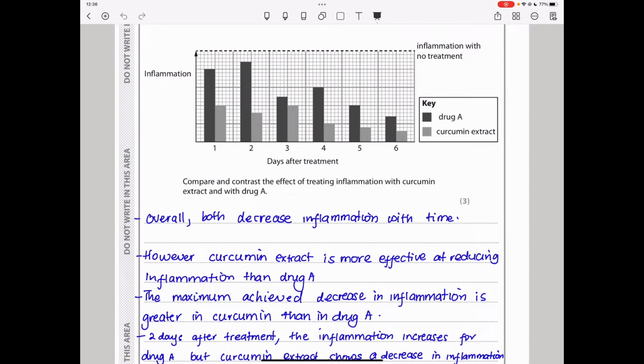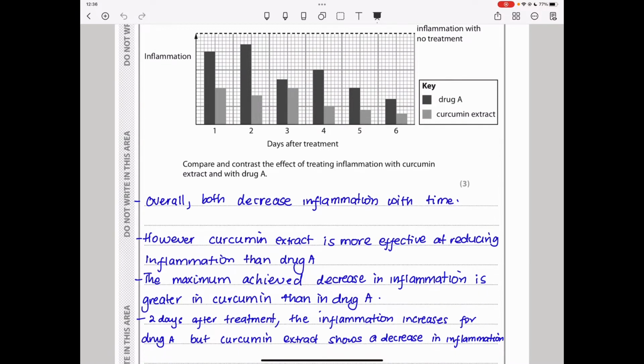If we can compare, by day 6, you can see the inflammation is way down in comparison to the way it would have been. Imagine if this was day 1, it means if before day 1, it could have been as high as that. So the percentage reduction caused by curcumin extract is greater in comparison to the percentage reduction brought about by drug A.